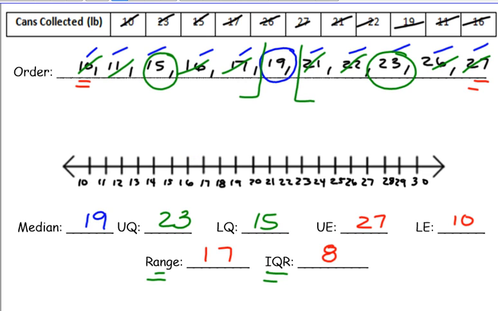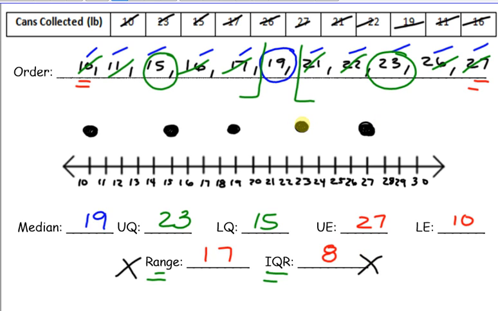And so I like to make my dots first. So we have my median is 19, so nice big dot there. My upper quartile is 23. My lower quartile is 15, and it doesn't matter what order you put them on the number line. Then I have 27, and then I have 10. Now the range and the interquartile range, you do not put these on the number line. That's just extra information, okay?